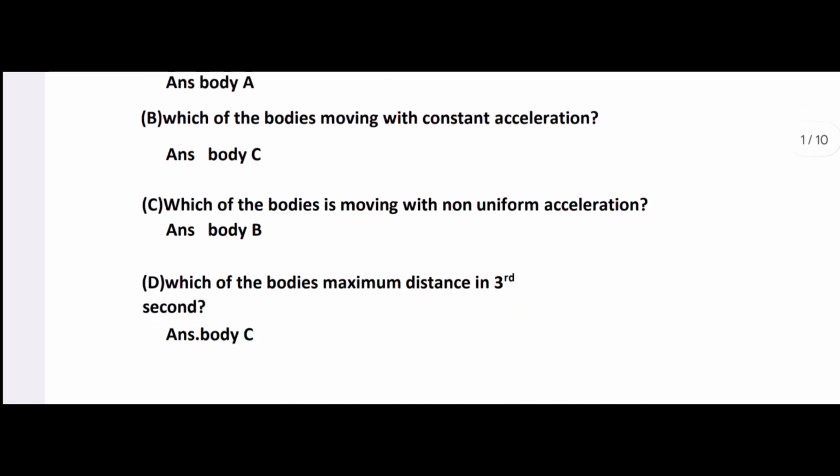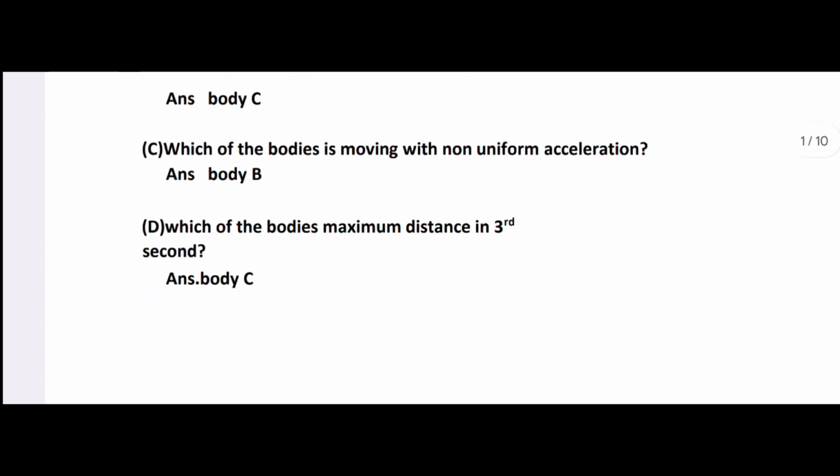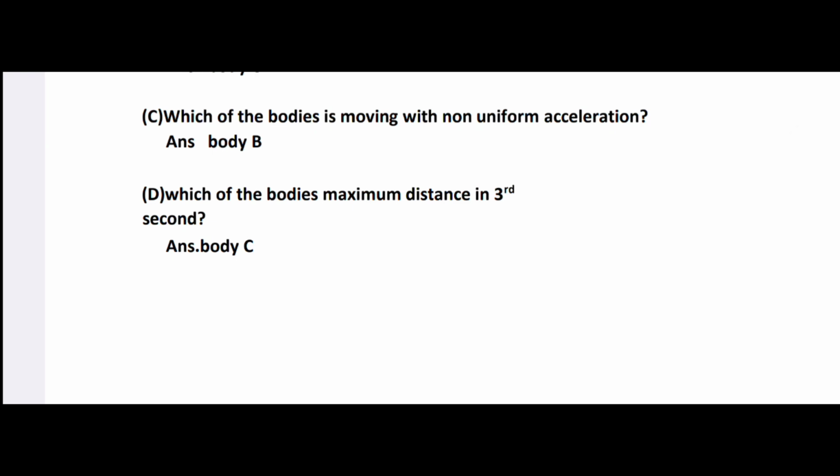Next is, which of the bodies is moving with non-uniform acceleration? Now look here, body B, the difference between the change in speed is not uniform. 20, 36, 24, 30, 48. So with non-uniform acceleration, body B is moving. Now D part, which of the bodies maximum distance in third second?